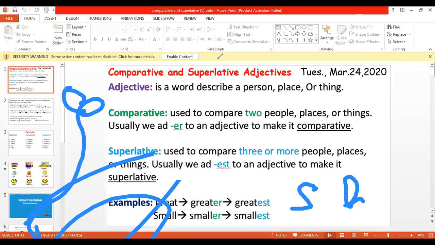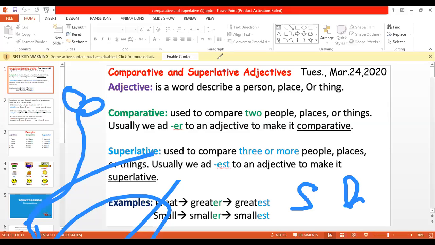Superlative is used to compare three or more people. Now, if I am comparing two, I call it comparative. If I'm comparing more than two, three or more, we call it superlative. In the comparative, we add ER. In the superlative, we add EST. And in the superlative, we do not have than.